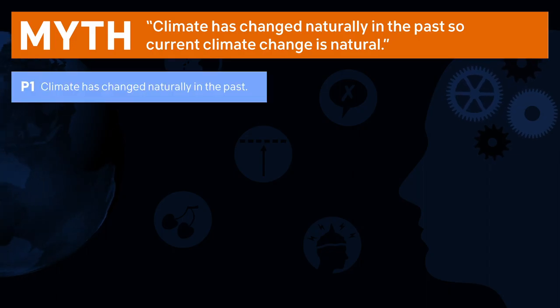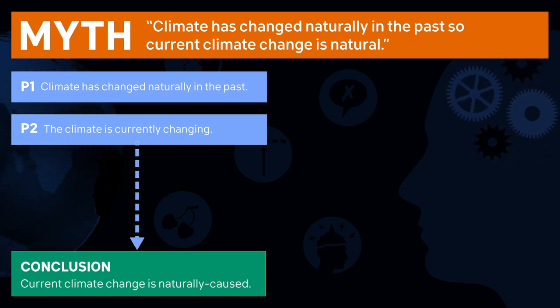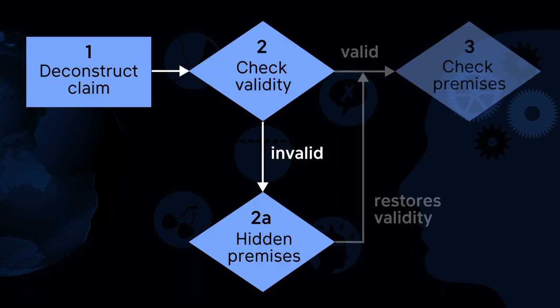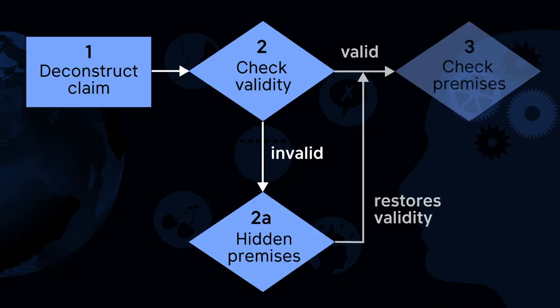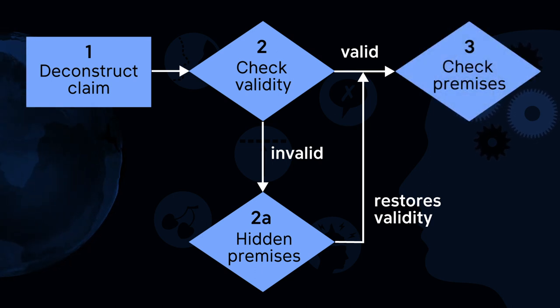When an argument is logically invalid, it's usually because there's an unstated assumption, a hidden premise. You need to add the hidden premise that makes this argument logically valid. This can be the most important part of the whole process. When there's a hidden premise, often this is the heart of where the argument goes wrong. Once you have a valid argument where the conclusion logically follows from the premises, you're now ready to move to step three. So now the conclusion must be true?